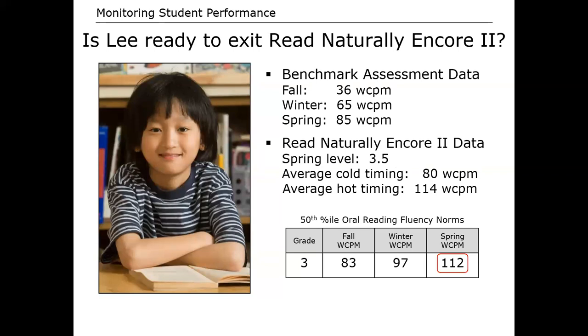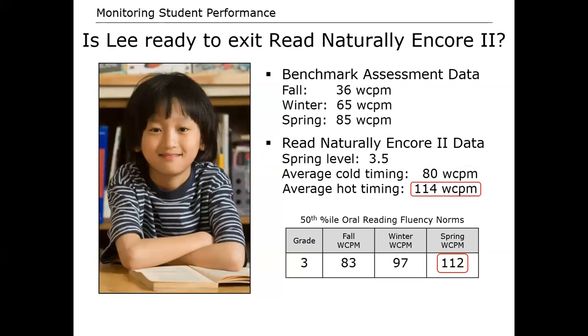As a third grader, by the spring of the year, we want their unpracticed timing scores on third grade level material to be at 112. He's at 80. Okay. His spring assessment, his gold standard assessment data, is at 85.